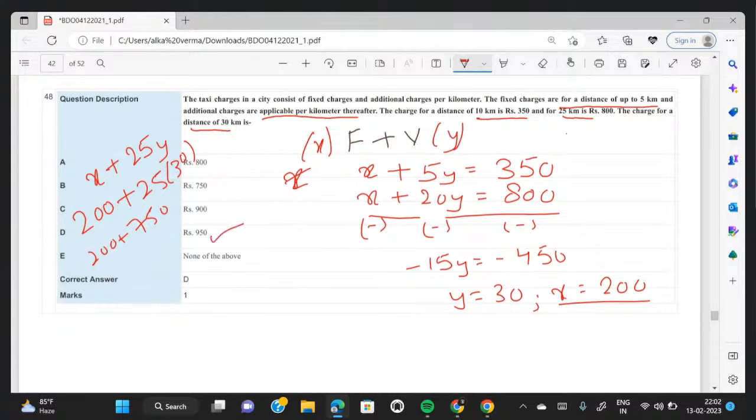This is the answer. Again, fixed plus variable means fixed, suppose it is x, variable, suppose it is y. The variable is the additional charge per kilometer. This word is very important, per kilometer. So it will become 5y, because it is 10 kilometers, 10 minus 5, remaining is 5. Now 25 kilometers, 25 minus 5, remaining is 20y. So x plus 20y is equal to 800. Accordingly, we have to solve these questions. These were 3 questions which were here. Then let us move to question number 18.